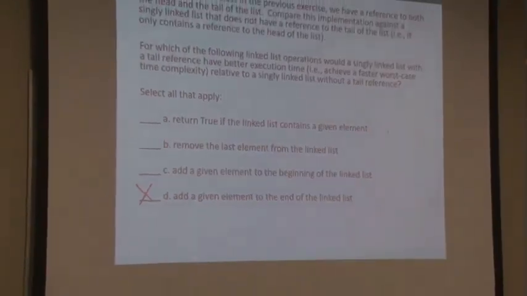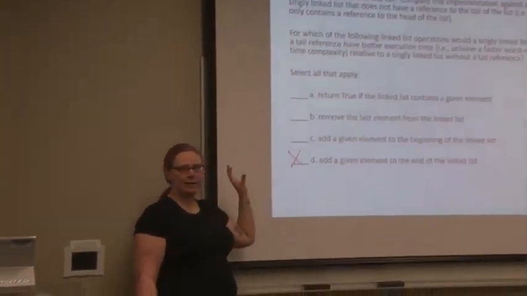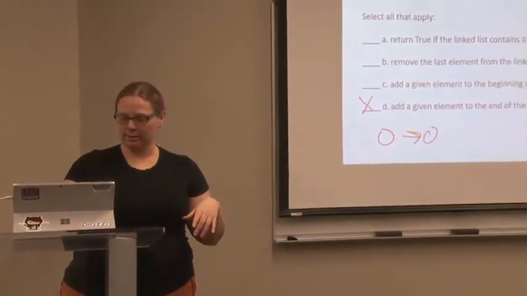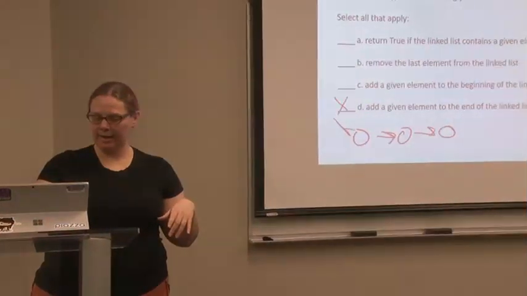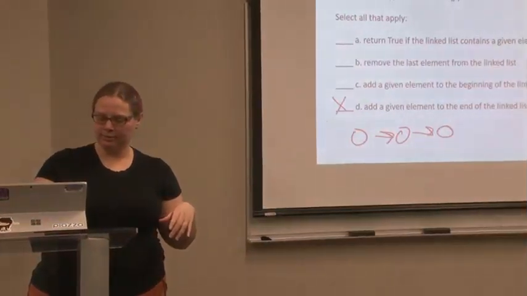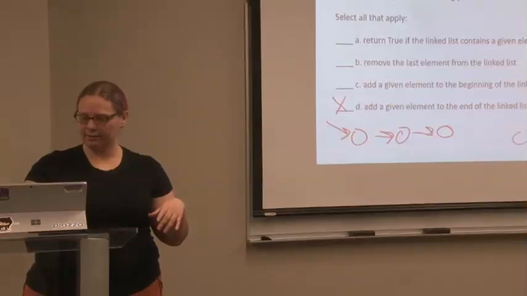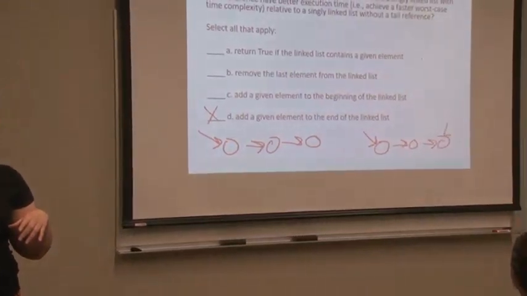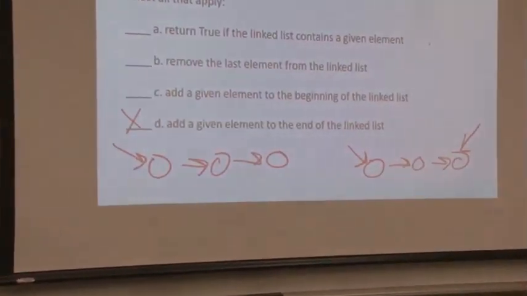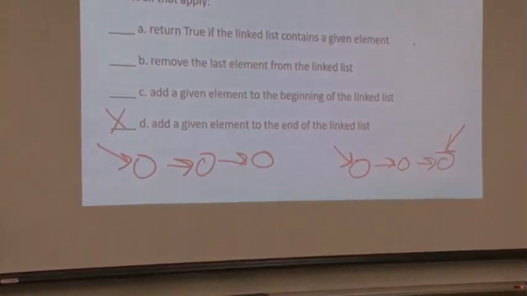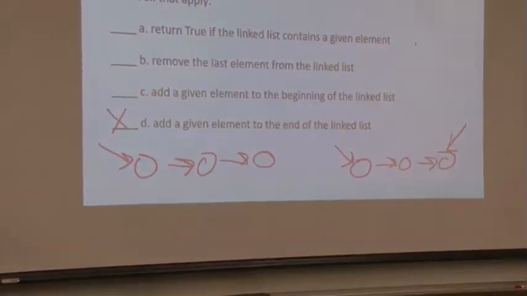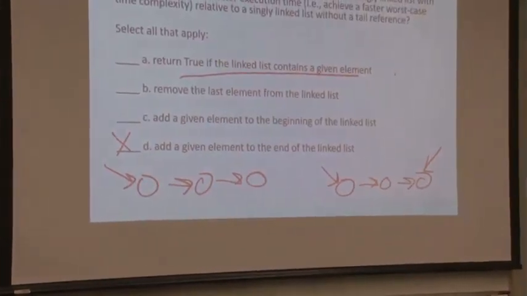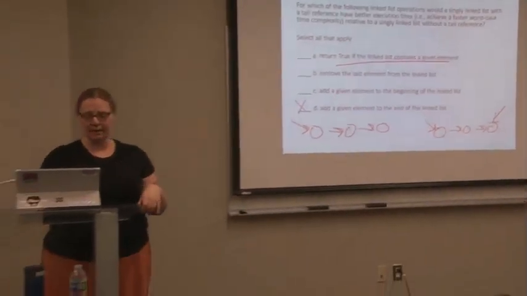So this is really getting at timing analysis. If we implement a linked list and it looks like this, with a pointer to the head, versus a linked list with a pointer to both the head and the tail, which of these things will be faster in the version with the tail? Returning true if the linked list contains a given element: in both of these, we're going to have to look at every node of the list, so they're both going to have the same time.